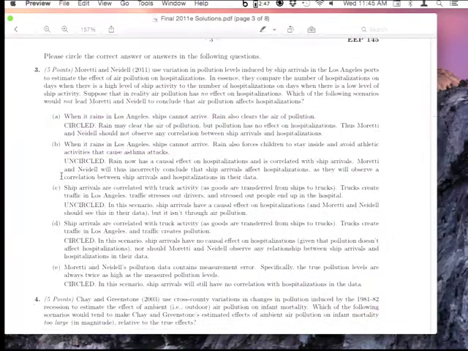Then the second one says, suppose when it rains in Los Angeles, the ships cannot arrive. The rain also forces children to stay inside and avoid athletic activities that cause asthma attacks. So again, you have this rain, a factor that's correlated with ship activity, and now it's also correlated with hospitalizations, because it's forcing the kids to stay inside, so they have fewer asthma attacks because they're not exerting themselves and ending up in the hospital. So this one would be uncircled, in the sense that it is in fact a scenario that could generate differences in hospitalizations between the high ship activity and low ship activity days.